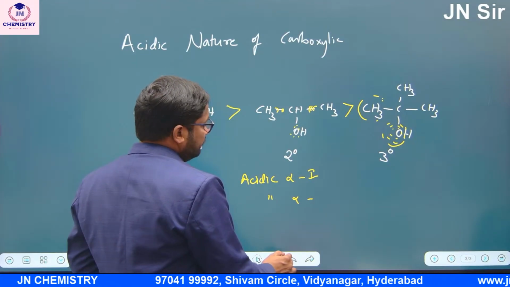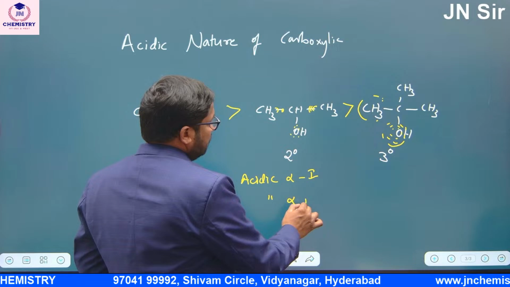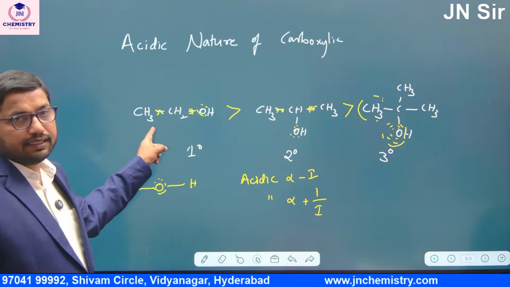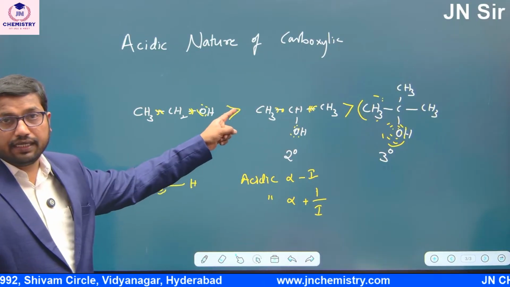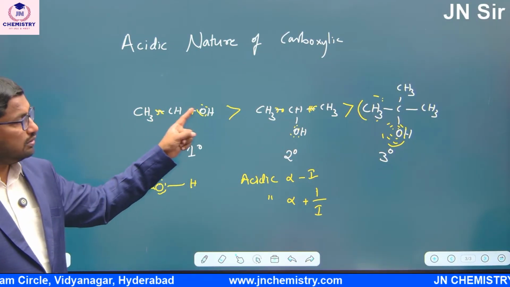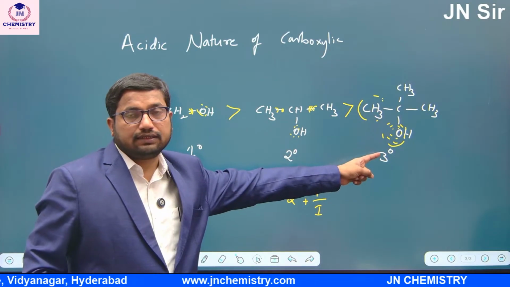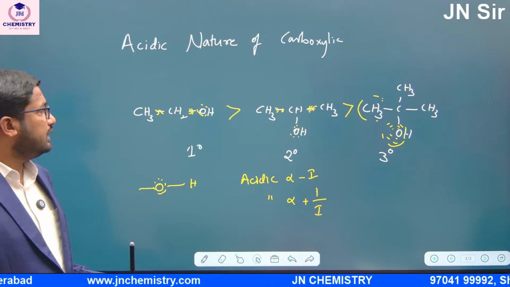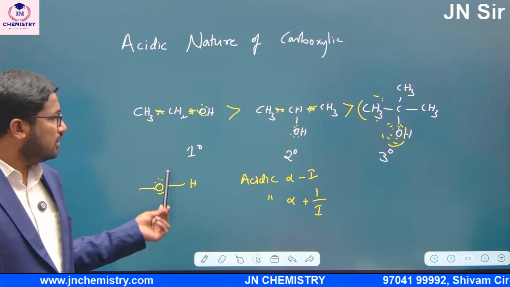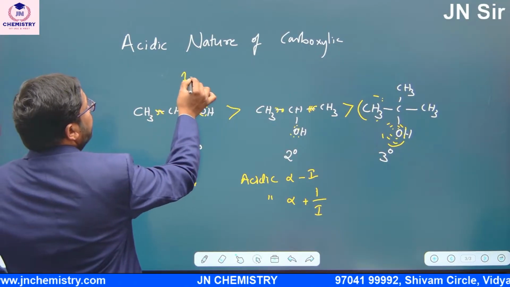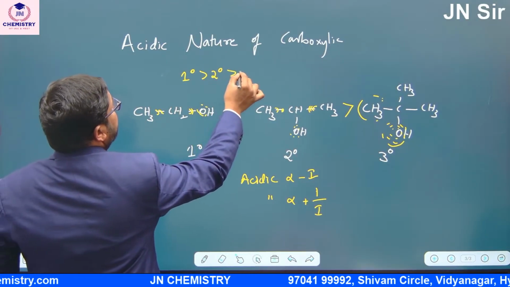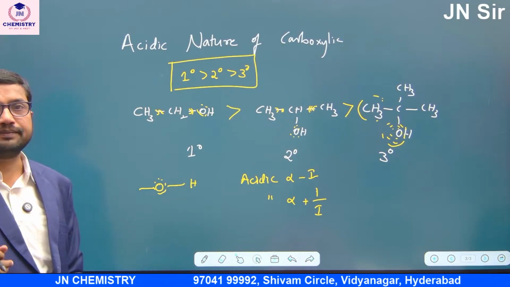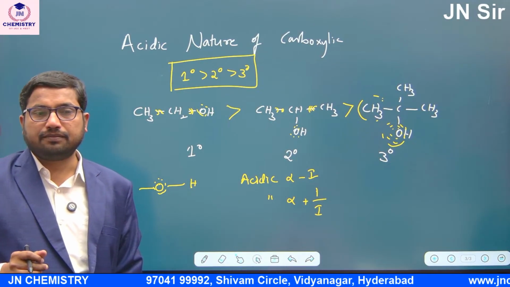Primary is more acidic, greater than secondary, and tertiary is less acidic, very less acidic. Most acidic is primary. 1 degree, then 2 degree, then 3 degree. Okay?